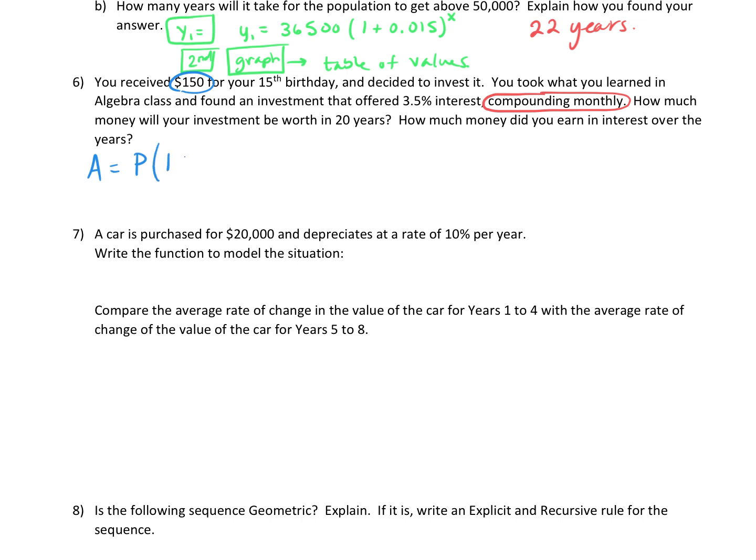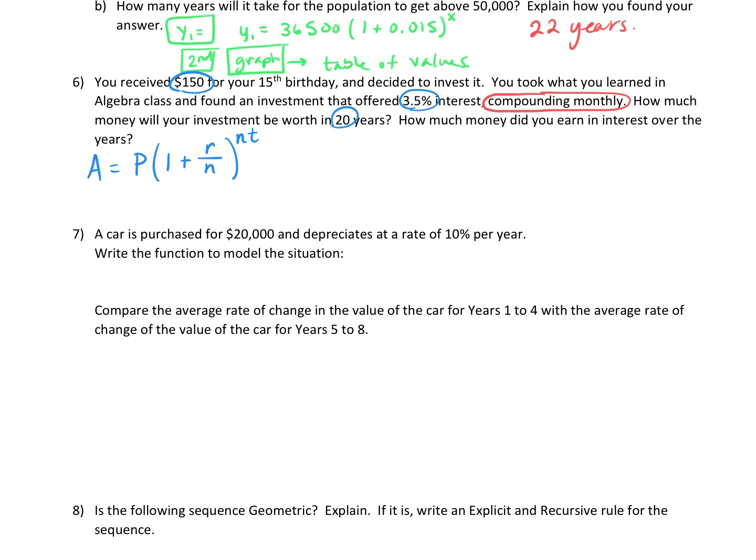And then times 1 plus r, where r is our interest rate as a decimal. So that's that 3.5%, divided by n. n is the number of compounds per year. So if we're compounding monthly, that will be 12 times in a year. This gets raised to the n times t power. So there's that n again, number of compounds, and t is our time. And the question was, how much money will our investment be worth in 20 years?